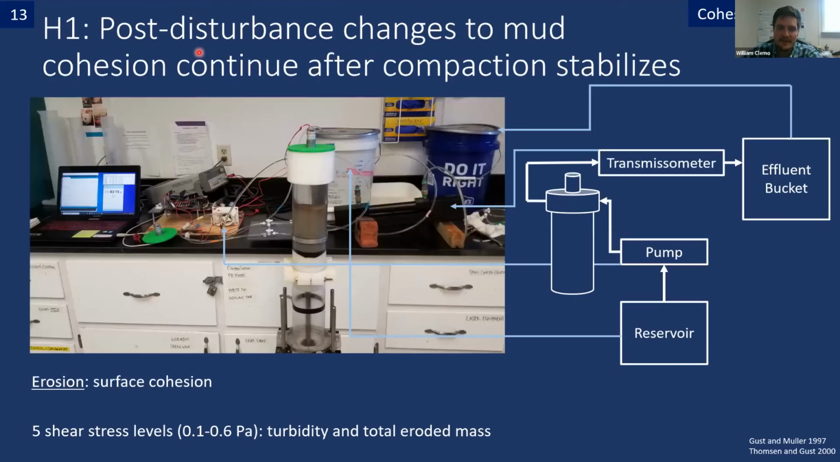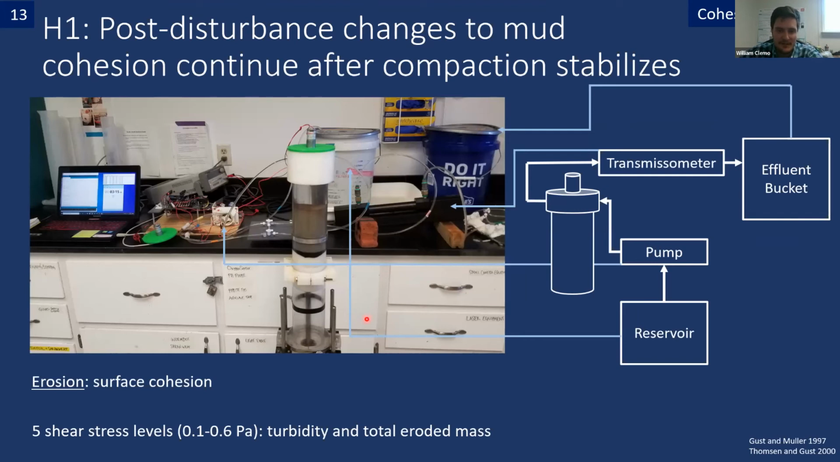So we expected that changes to cohesion would continue after compaction stabilized. So we measured changes in properties that might integrate the physical and biological contributors to cohesion. To examine changes in sediment surface cohesion, we measured erosion by exposing cores to intervals of increasing shear stress, from 0.1 to 0.6 pascals, using this gust erosion chamber device that Grant and I built instead of paying $20,000 for the proprietary one.